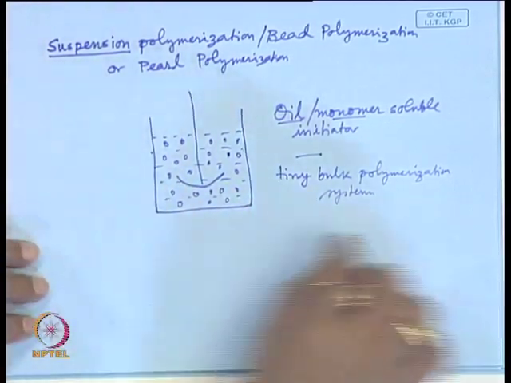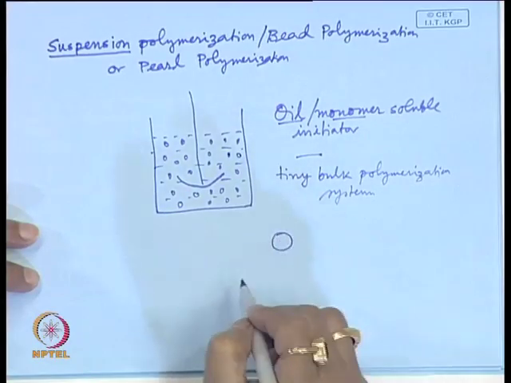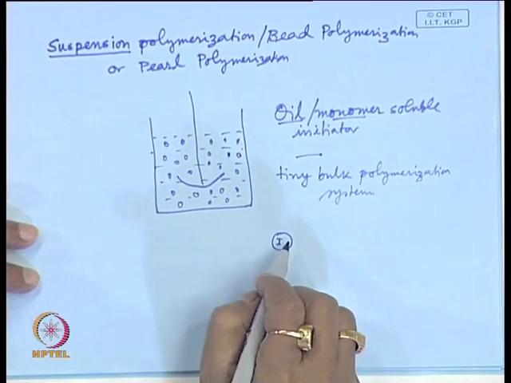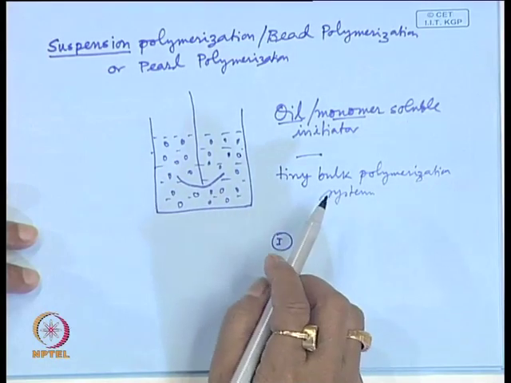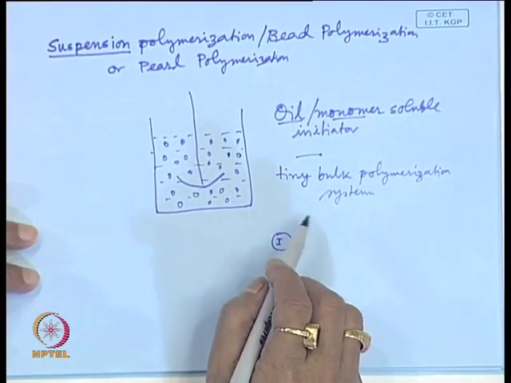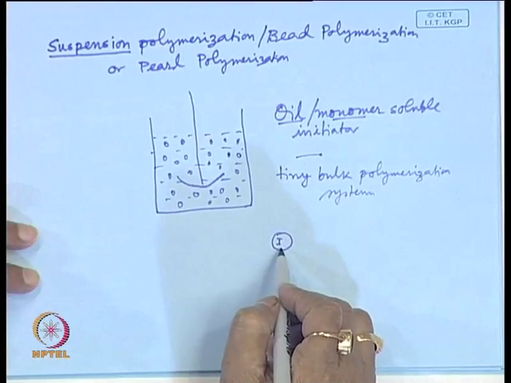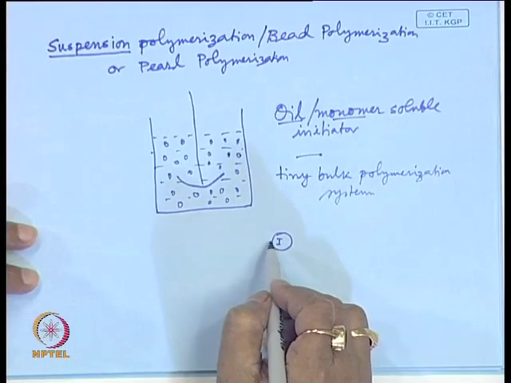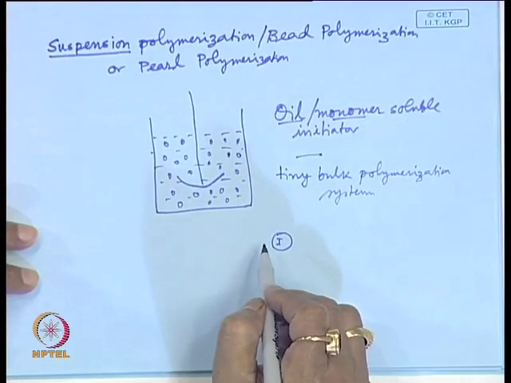So, each and every droplet, suppose I am showing it in a separate way, this is the monomer droplet, it contains the initiator. Now, if this system is heated to decompose the initiator, that means if the initiator achieves the decomposition temperature, the initiator will decompose to form free radicals. Surrounding this free radical, there are monomers within the droplet. So, that will gradually convert this monomer droplet to a polymer particle.